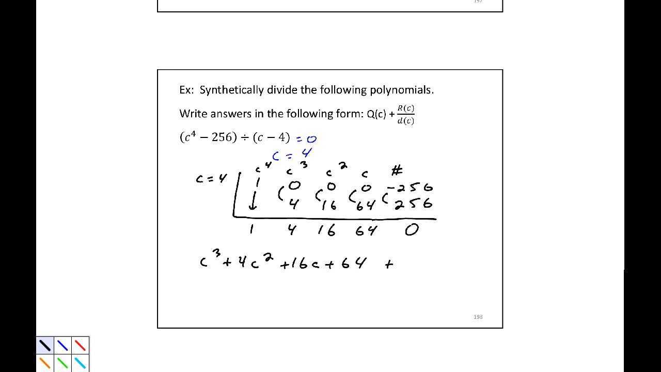For completeness, I'm going to write plus 0 divided by that quantity c minus 4. Because our remainder is 0, we don't have to write that term. However, I do want to include that just so we can be aware that I'm not skipping something.